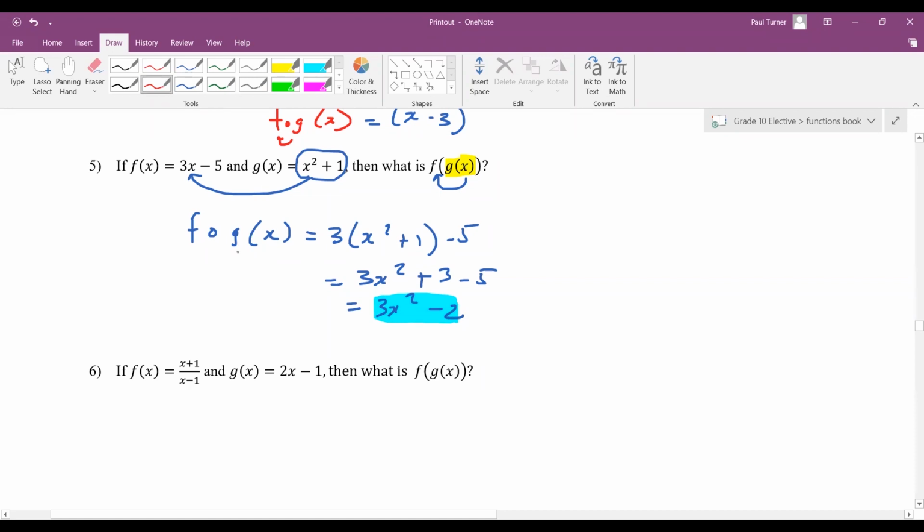Just remember, it's always the second one into the first one. Like that, it's always done that way. We never do it any other way.